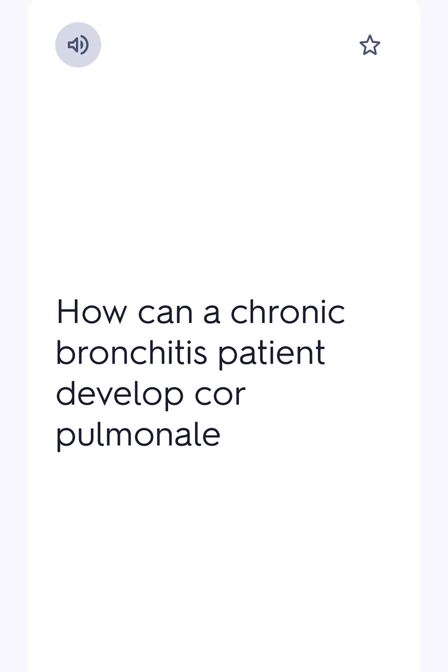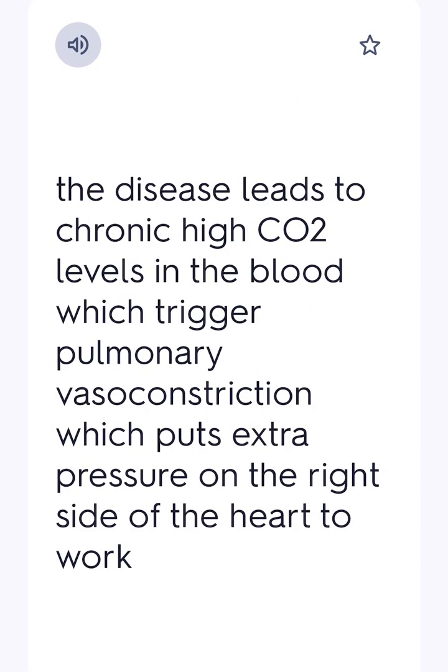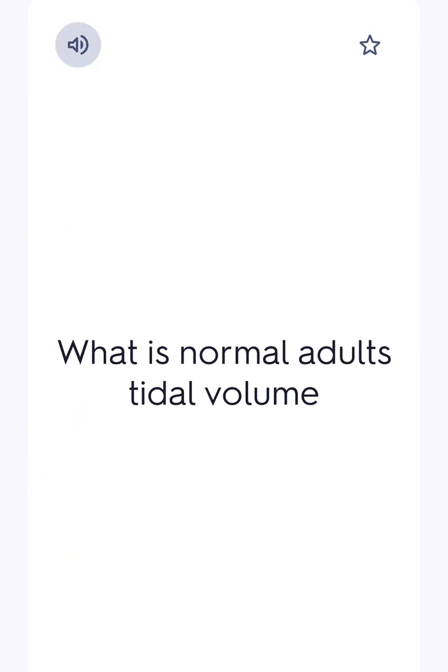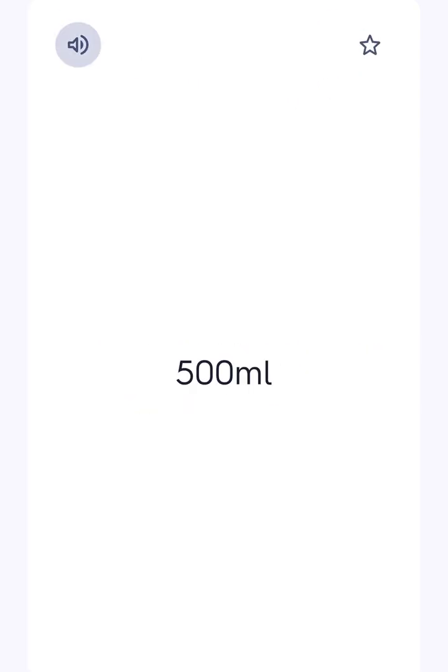How can a chronic bronchitis patient develop cor pulmonale? The disease leads to chronic high CO2 levels in the blood, which trigger pulmonary vasoconstriction, which puts extra pressure on the right side of the heart to work. What is a normal adult's tidal volume? 500 milliliters.